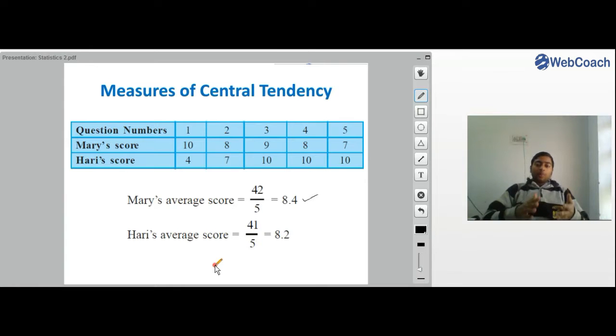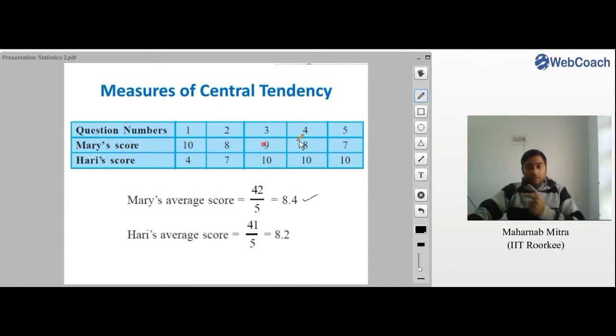Now how do we interpret the average? You can say that if Mary had got 8.4 in all the tests, even then her entire score, or the sum of the scores, would have been the same, right? If Mary had scored 8.4 in all of the tests, then the sum would be 8.4 times 5, which is nothing but 42, right? So this is how we interpret an average.